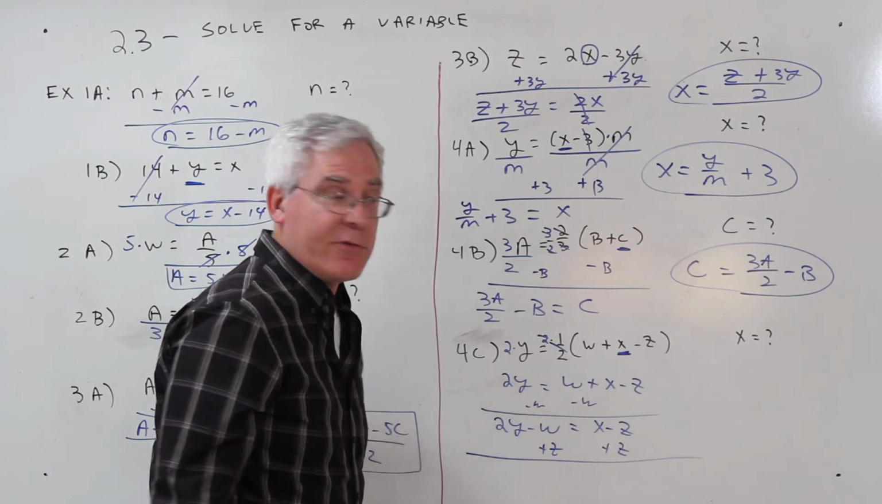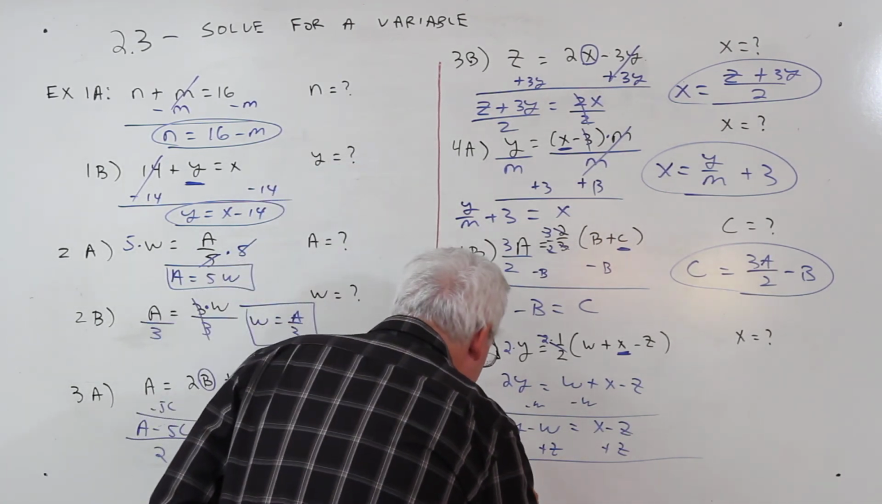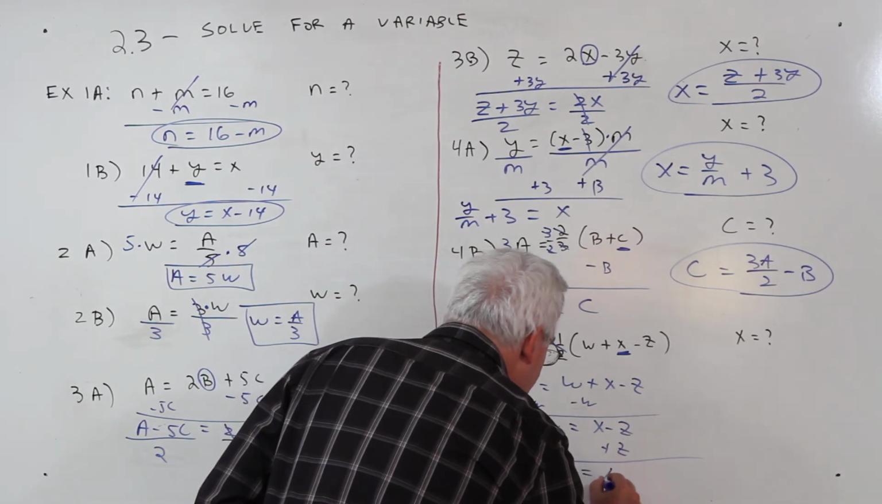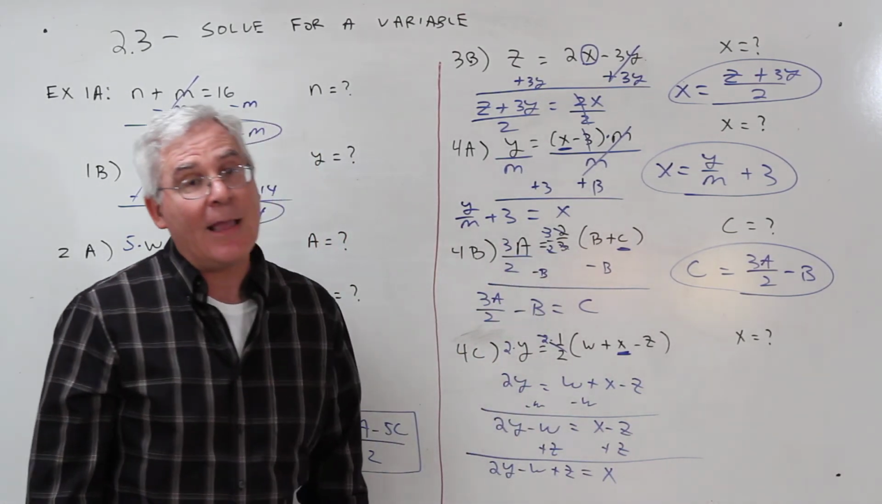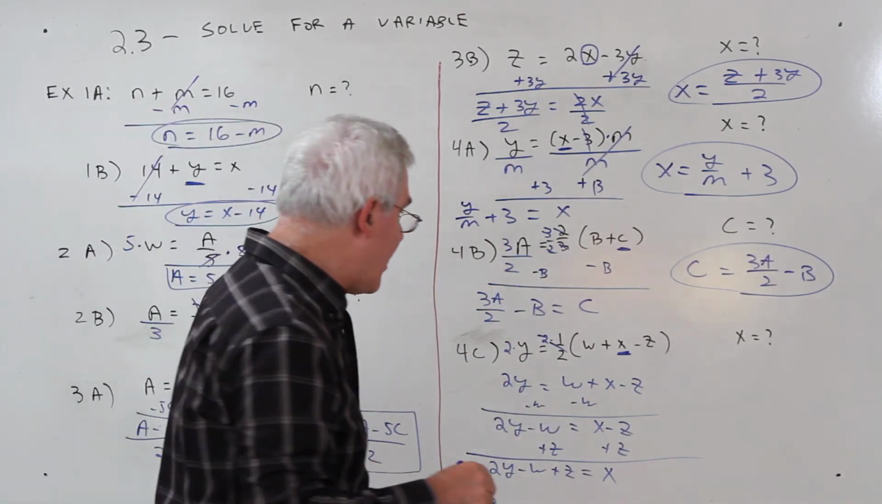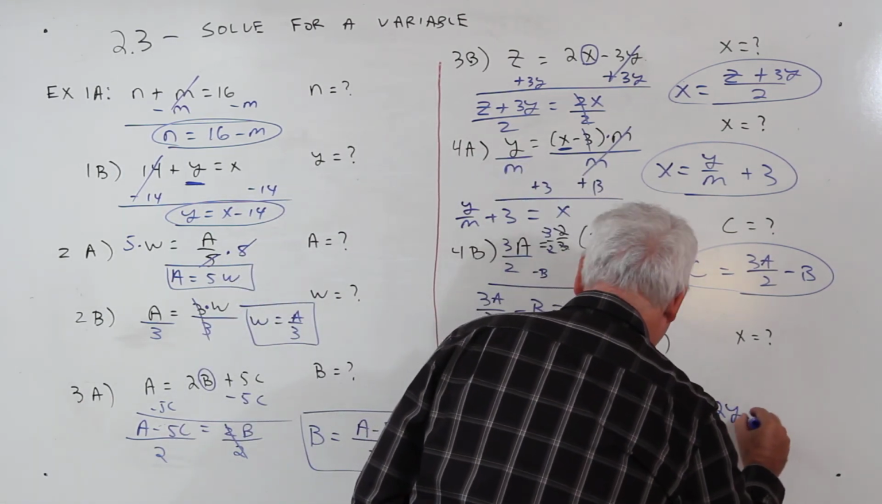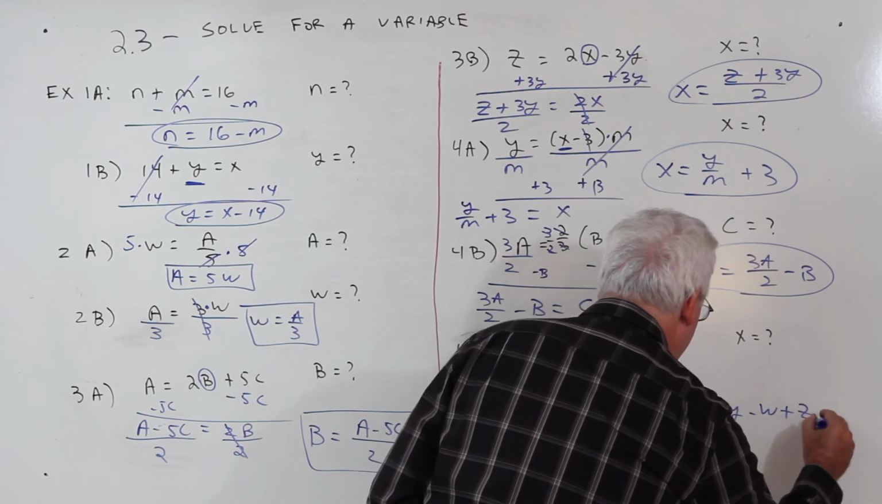To make a long story short, once again, 2y minus w plus z equals x. And I prefer the x to be on the left-hand side. X equals 2y minus w plus z.